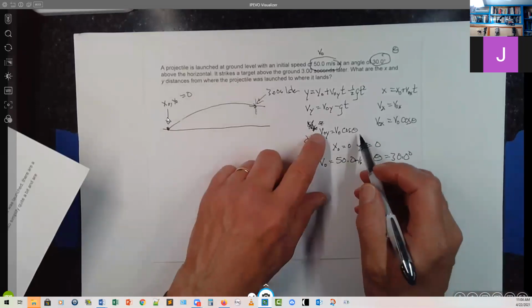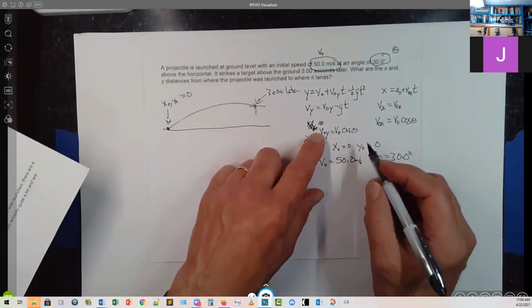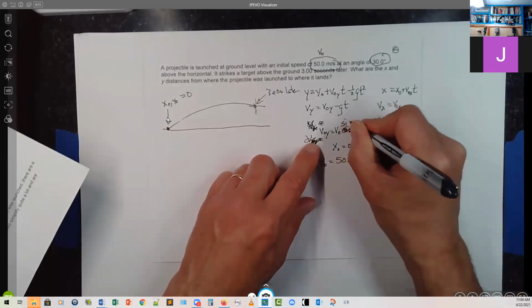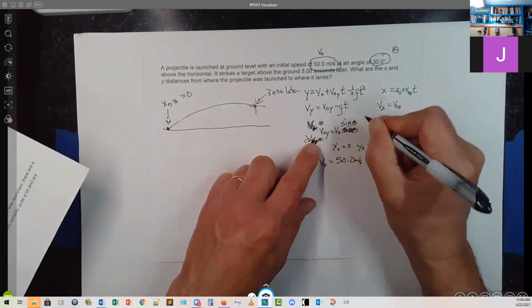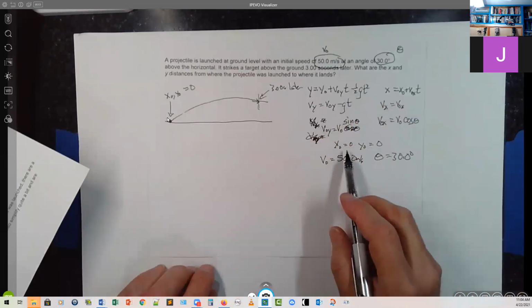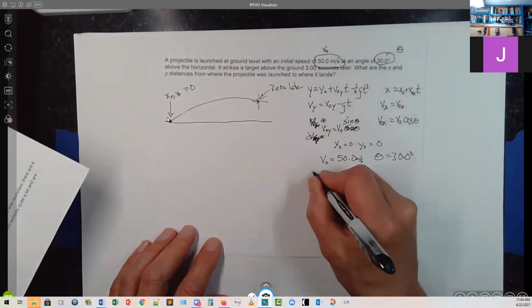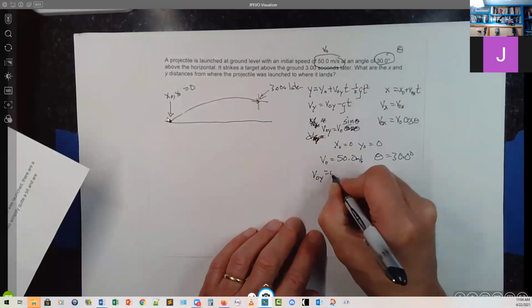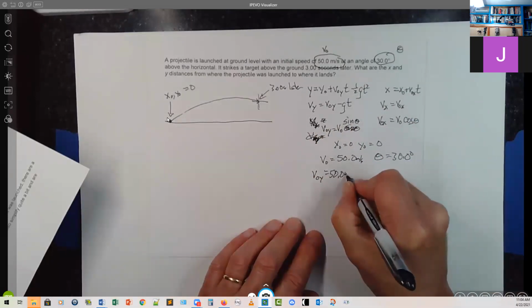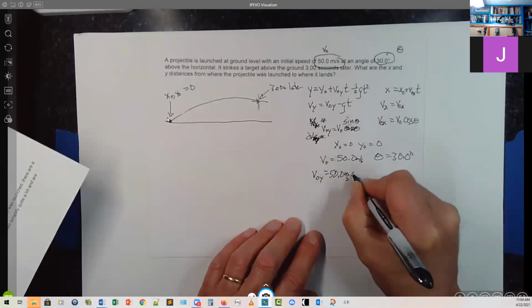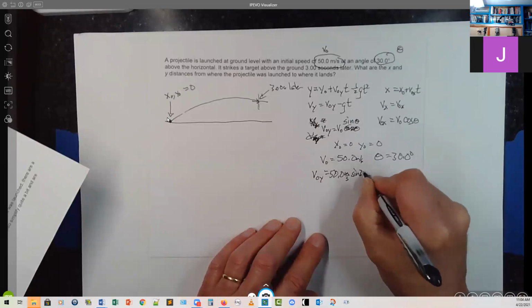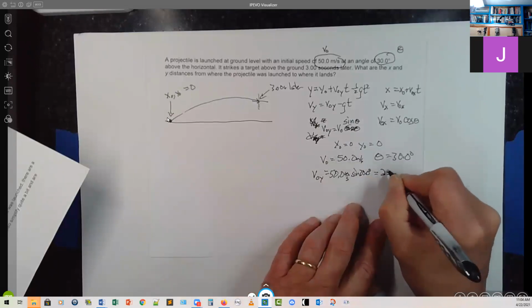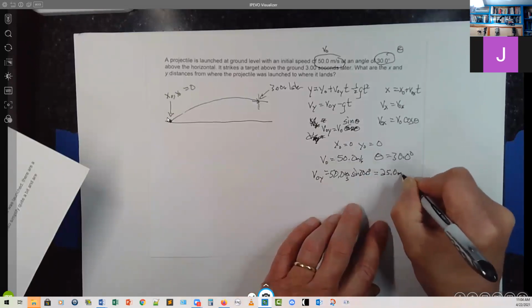But I may as well figure out what v naught y and v naught x happen to be. Oh, this one's supposed to be sine theta. Did anybody catch that? v naught y is v naught sine theta. Well, let's figure out v naught y. That's going to equal 50.0 meters per second times the sine of 30.0 degrees, which I can do in my head. That's going to be 25.0 meters per second.